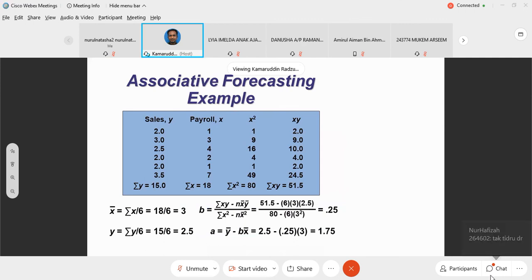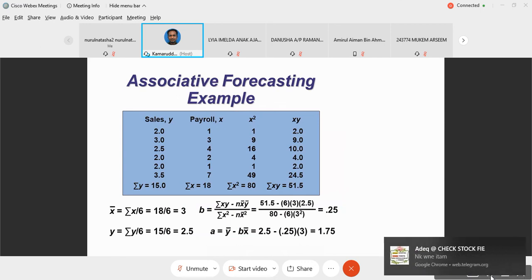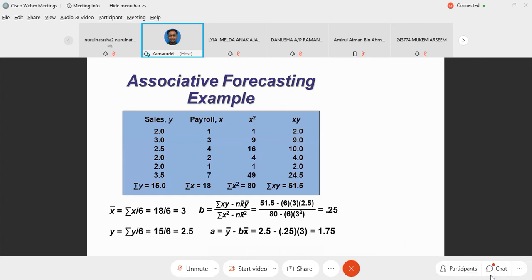Okay, ada soalan. I will update the information about the quiz, the date of quiz and midterm exam. Not as a midterm exam, we change the name to test 1. So we have quiz 1, quiz 2, test 1 and test 2. Okay, so I will update the date and time in the WhatsApp group. So be alert on the information in the WhatsApp group.